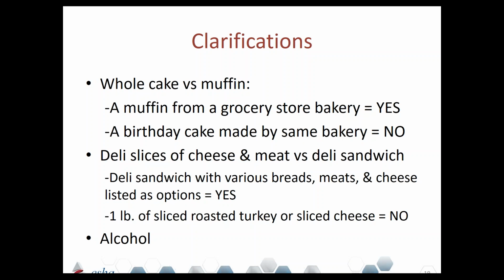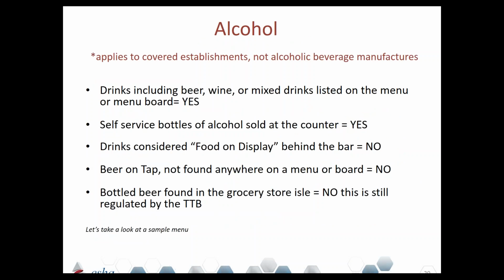Alcohol is also a little bit confusing, so let's talk about that a little bit more. Just to clarify and make this clear, this definitely only applies to covered establishments and not alcoholic beverage manufacturers. So anything that's listed on the menu would be considered a standard menu item, as we talked about earlier. If there is a list of beer or wine or mixed drinks on a menu or menu board, you're going to need to have caloric information listed next to it. Self-service bottles of alcohol sold at the counter: say you buy a burrito and you buy a Corona at the same time. Somewhere next to that Corona, you would need to have the caloric value established.